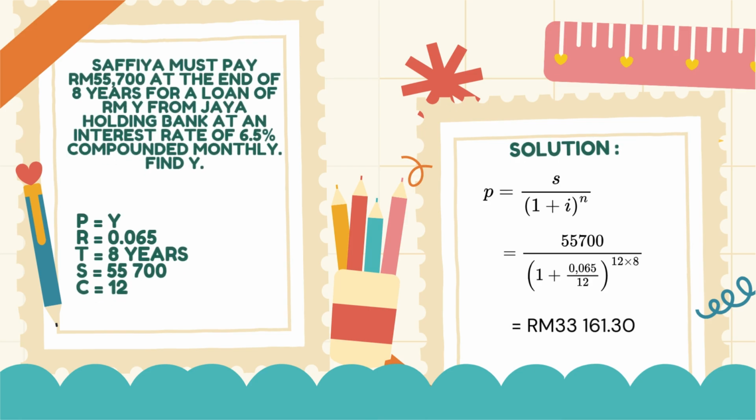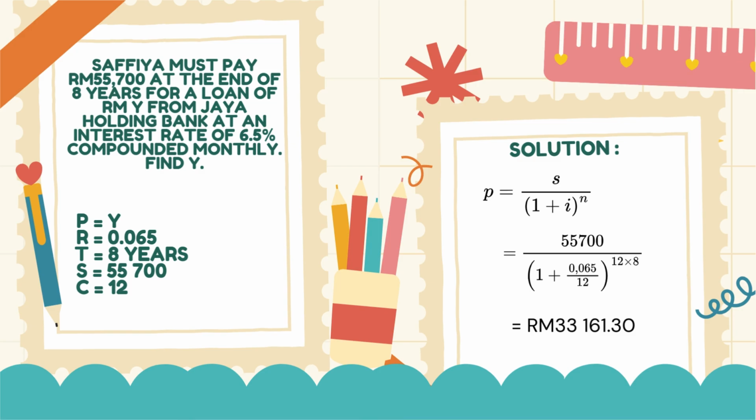Safia must pay 55,700 ringgit Malaysia at the end of 8 years for a loan of RMY from Jaya Holding Bank at an interest rate of 6.5% compounded monthly. Find Y.